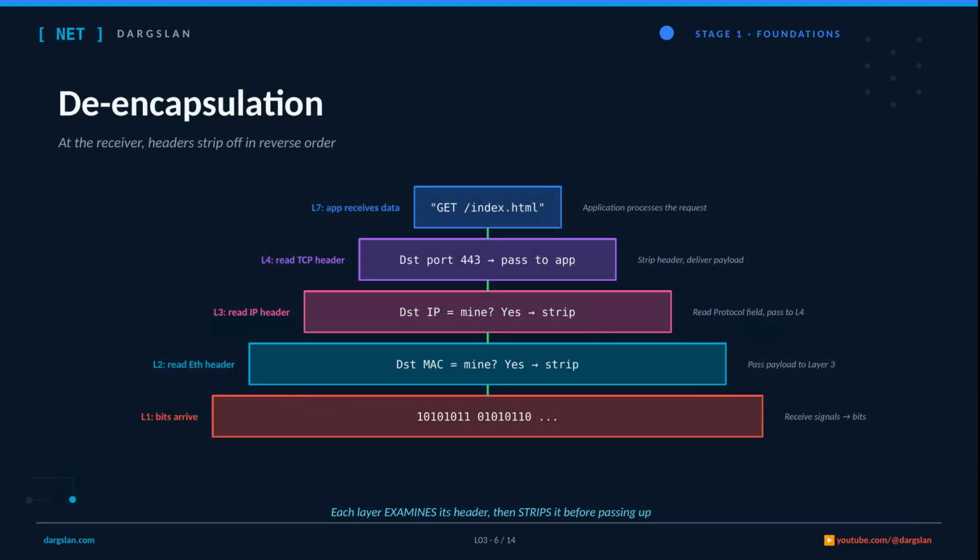Now let's flip the process around and watch what happens on the receiving end. The bits arrive at layer 1 as raw electrical or optical signals, and from there, each layer peels back its own wrapper in reverse order. Layer 2 checks the destination MAC and strips the Ethernet frame. Layer 3 confirms the IP address belongs to this host and removes the IP header. Layer 4 reads the TCP port to know which application gets the payload. And finally, Layer 7 receives the clean request. In this case, a simple HTTP GET. Examine, strip, pass up. That's the rhythm of de-encapsulation.